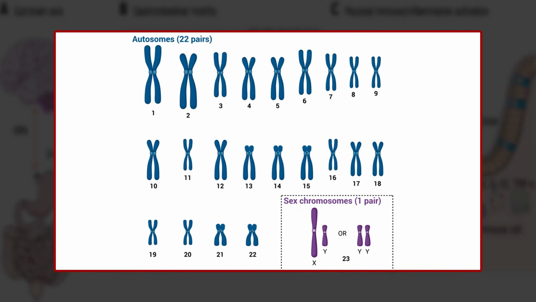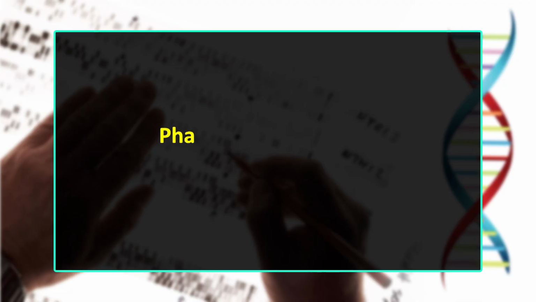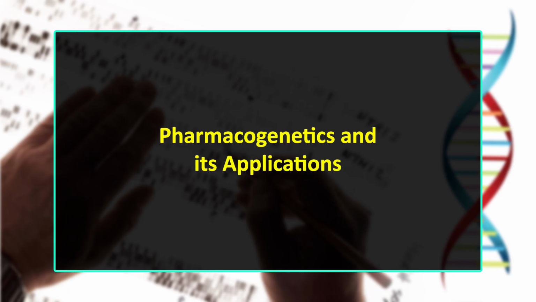But the human genome has only 23 pairs of chromosomes, and because of genetic linkage and the power of genetic mapping, it actually requires only a few hundred DNA polymorphisms to identify the chromosome and approximate location of a genetic risk factor. Dear students, let's discuss pharmacogenetics and its applications.